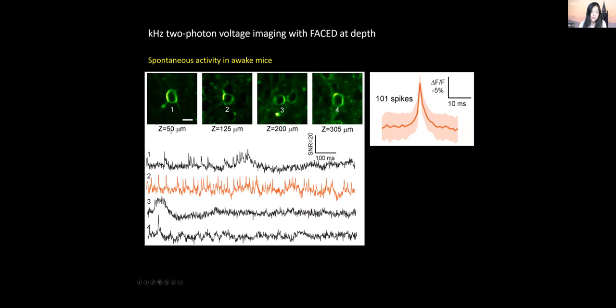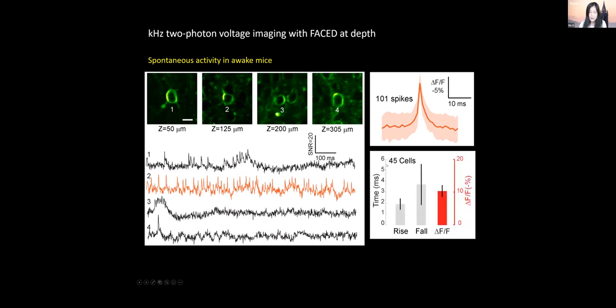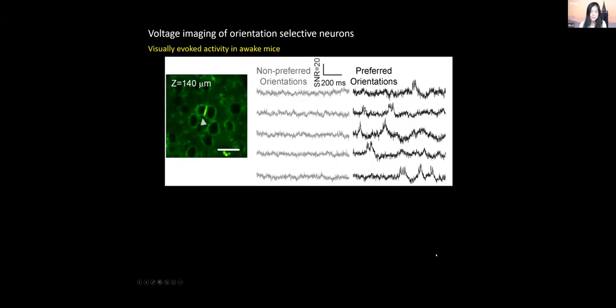And here are just example voltage traces from neurons at different depths. And you can see that we can clearly, again, see both the subthreshold responses and the single action potentials. For this example neuron, we observe about 100 action potentials, and we can look at the average for this and 44 other neurons, the rise and fall time of the voltage sensor response, which is very similar to what is known about this sensor. And each individual action potential corresponds to about a 10% change in the fluorescence intensity.